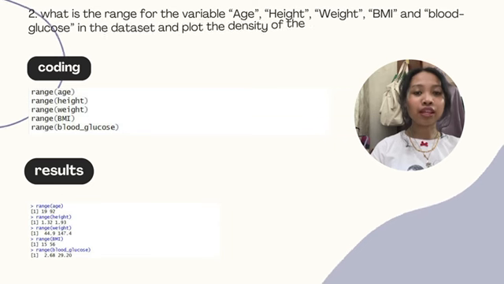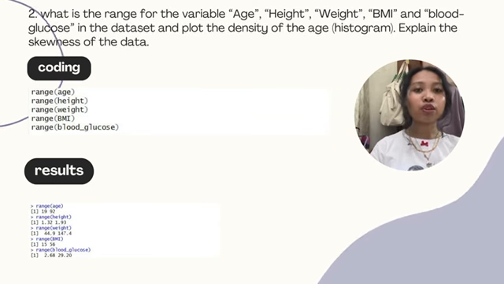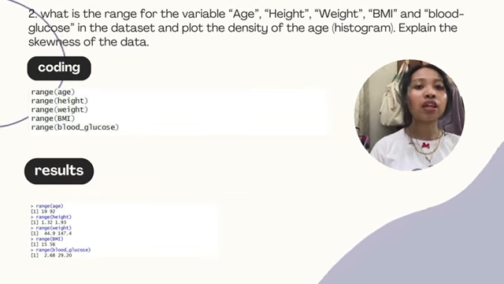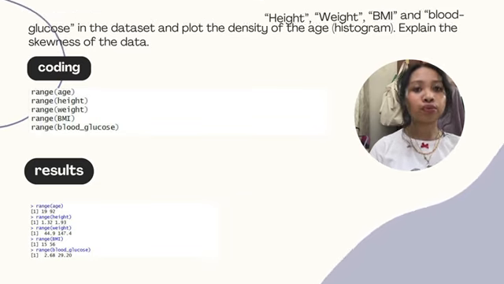Hi, my name is Natra Suraya and I am going to continue the presentation. For question 2, to get the range for the variables age, height, weight, BMI and blood glucose in the dataset, we use the command range() and fill in each variable. The results show that the range for age is from 90 to 92. Height in the dataset ranges from 1.32 to 1.93 meters. The weight ranges from 44.9 to 147.4 kg, the BMI ranges from 15 to 56, and the range for blood glucose is 2.68 to 29.2.